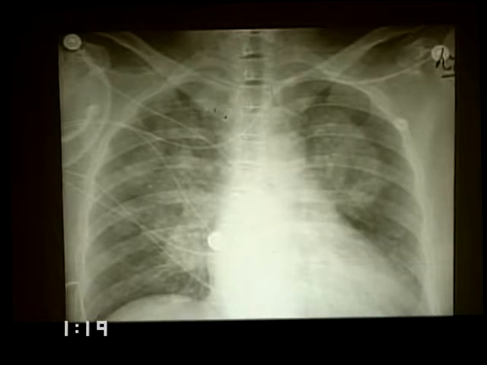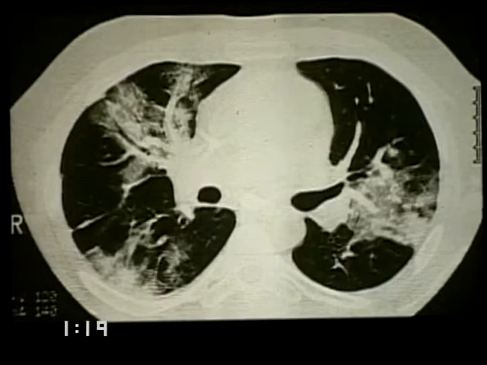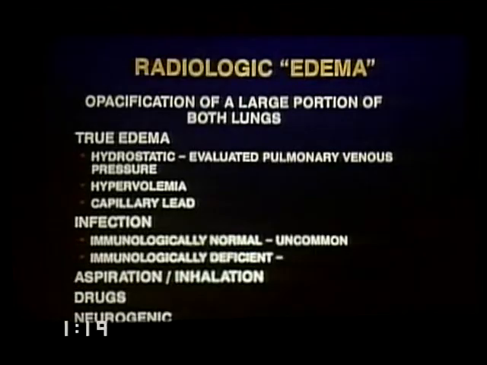On the high-resolution CT, it can be very, very confusing. It can be a definite airspace opacity, can be ground glass opacity, and on the high-resolution CT, it may look peripheral as well as central.